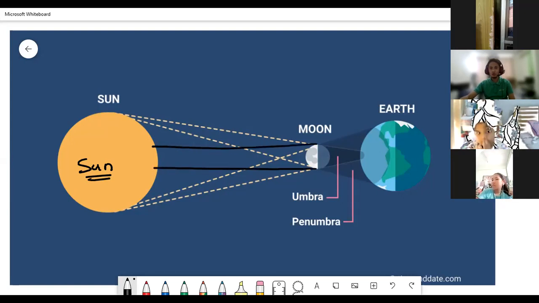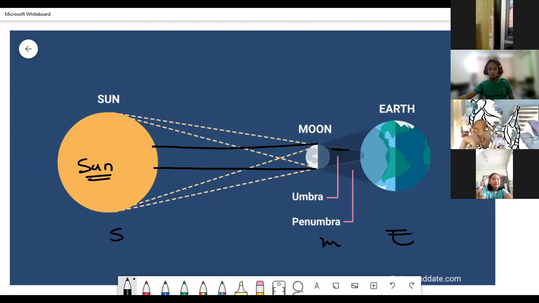So this is what we call umbra and penumbra. When the moon, it's like sun, moon, and earth. This one is a solar eclipse. So here we have two kinds of shadow.